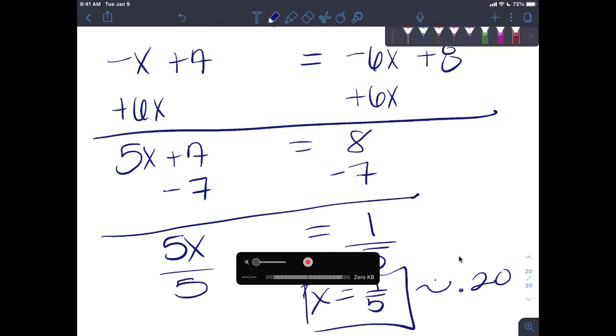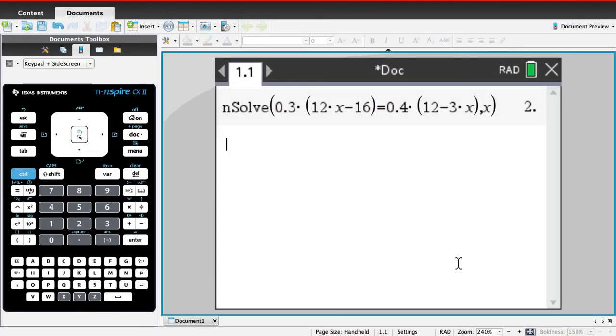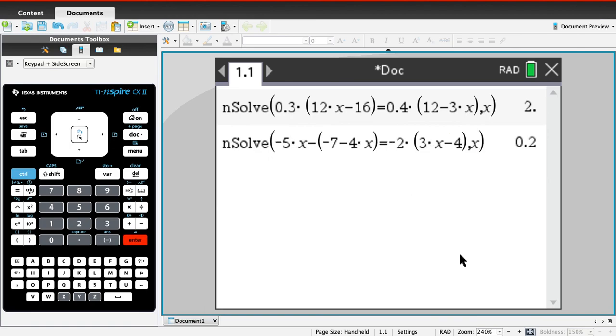So let me go ahead and drop that into my calculator as well, because I want to make sure that I have that correct. Remembering that I can also just type in the word InSolve and put a parentheses. Let me put in my original equation, -5x minus parentheses -7 minus 4x close parentheses equals -2 open parentheses 3x minus 4 close parentheses. And we're looking for my x. And look at that, 0.2, exactly what we predicted based on working out by hand. So this is 100% correct.